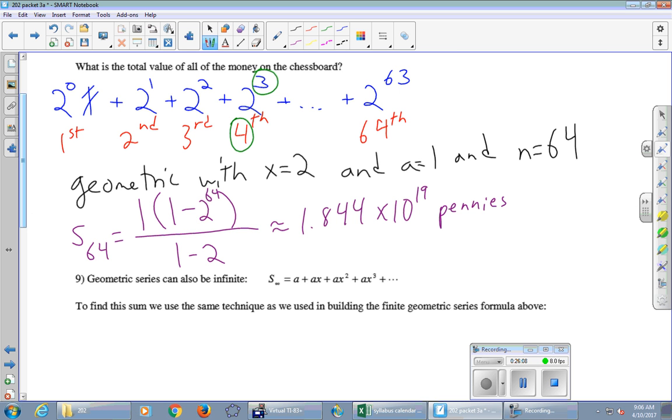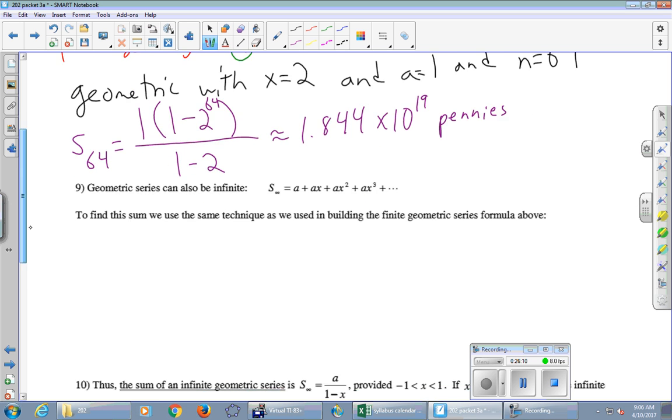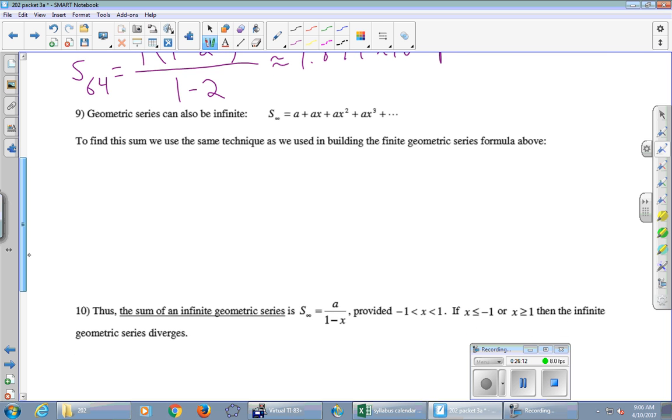Okay. All right. I think that's good there. Let's move on to the next example here. Geometric series can also be infinite, meaning it goes forever. So capital S there. I didn't point this out before. We've been using capital S's today to represent the series, whereas yesterday or Friday we did lowercase s for a sequence. It's a small difference.